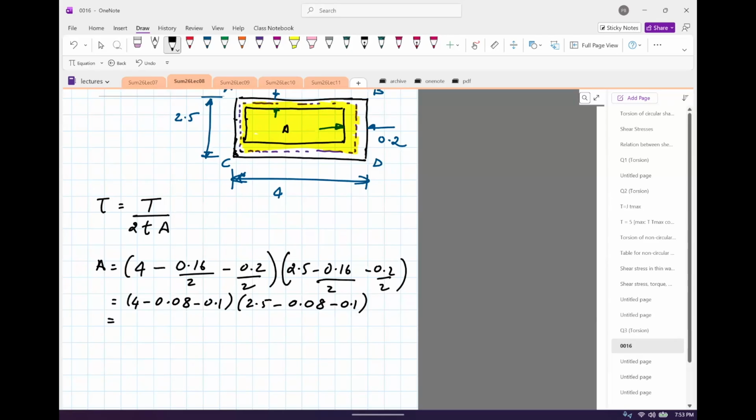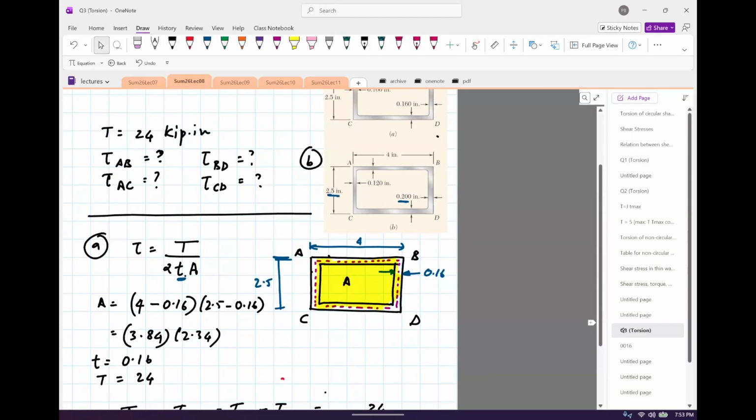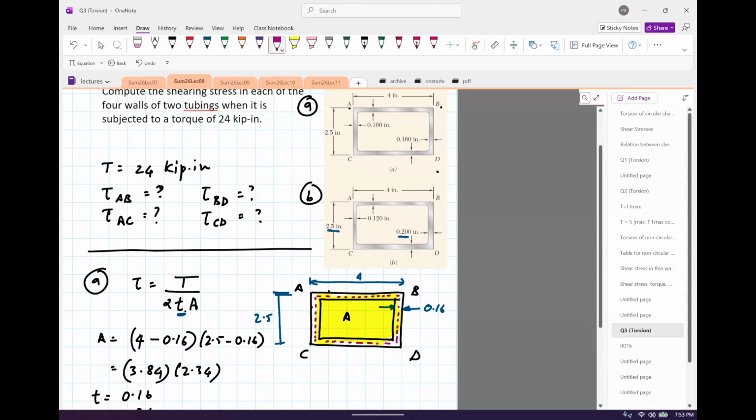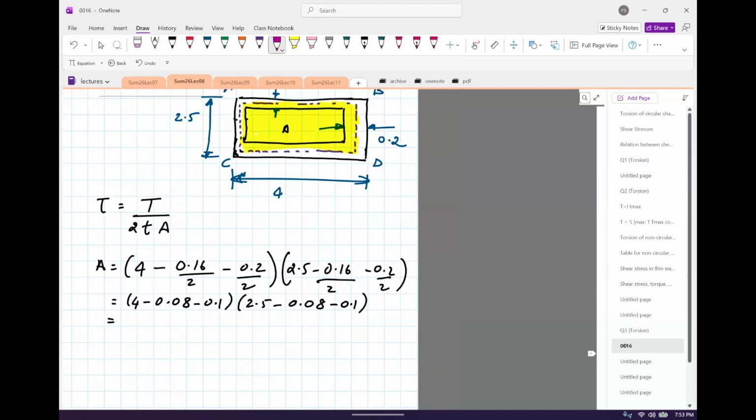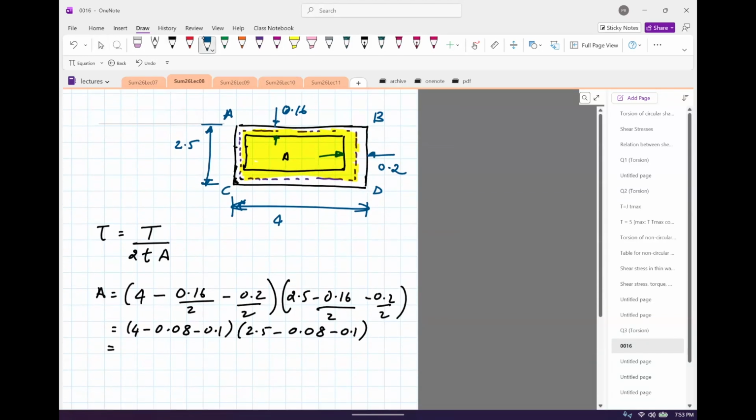Okay, so 4 minus, oh, my bad. This is 0.12. Sorry about that. I should have been more careful. It's 0.12. So just wondering, something was not right. This is 0.12. I copied it incorrectly.